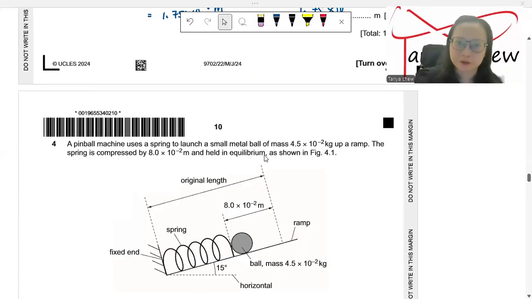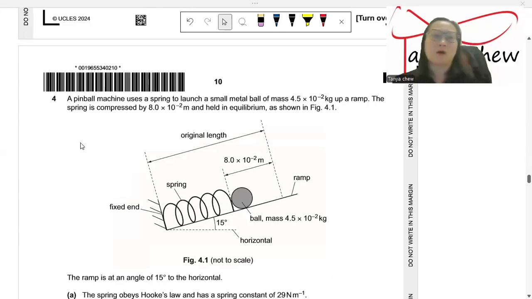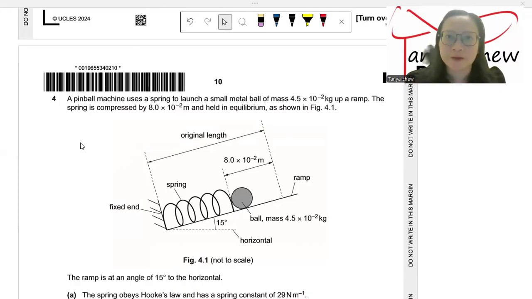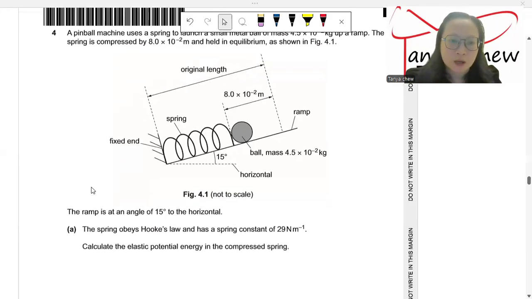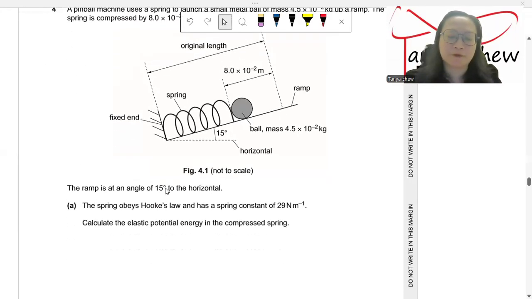We move on to question number 4. Number 4, a pinball machine uses a spring to launch a small metal ball of mass 4.5 times 10 to the power negative 2 kilogram up a ramp. The spring is compressed by 8 times 10 to the power negative 2 meter and held in equilibrium. Equilibrium means not moving, as shown in fig 4.1. Now the ramp is at an angle of 15 degrees to the horizontal.